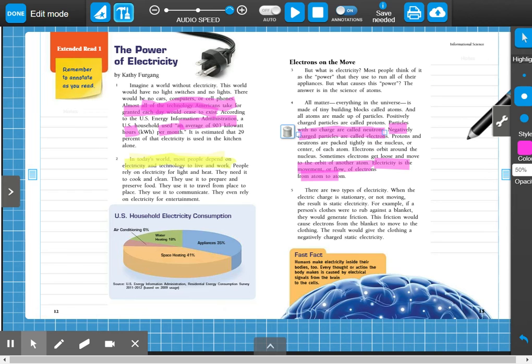And then paragraph 5. There are two types of electricity. When the electric charge is stationary or not moving, the result is static electricity. For example, if a person's clothes were to rub against a blanket, they would generate friction. This friction would cause electrons from the blanket to move to the clothing. The result would give the clothing a negatively charged static electricity. So here, in this paragraph, we learn about the two different types of electricity, and the first one is called static electricity.